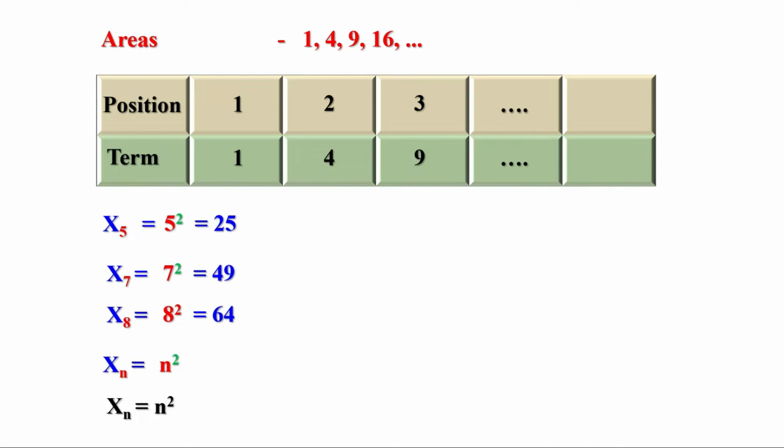Again, we can verify. When n equal to 1, x1 equal to 1 square or 1. When n equal to 2, x2 equal to 2 square or 4. When n equal to 3, x3 equal to 3 square or 9. Like this, we can find every term from this algebraic expression.